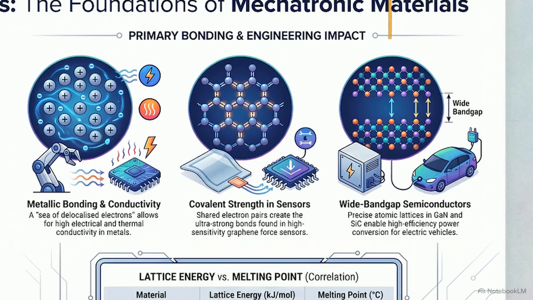This graphic details wide bandgap semiconductors in the upper right. By structuring atoms into precise lattices, materials like gallium nitride and silicon carbide can handle massive heat and voltage, enabling highly efficient power conversion for electric vehicles.